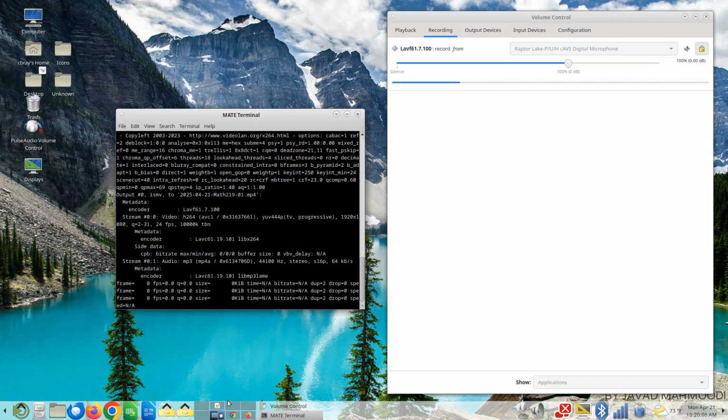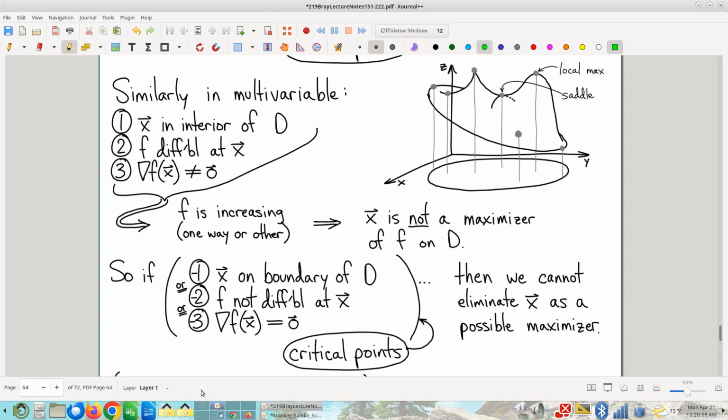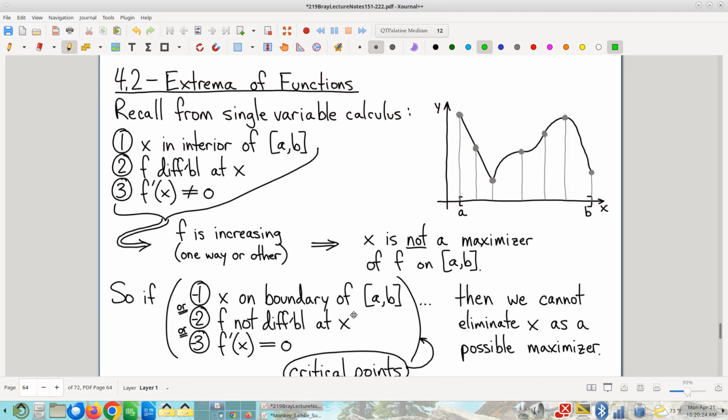Okay, off we go. So here's where we were last time. We were talking about optimization, and roughly speaking, our strategy for finding interior critical points is a lot like it was in single variable calculus. So just a quick rewind. Here's what we did in single variable calculus.